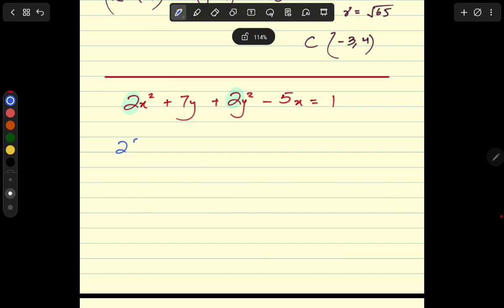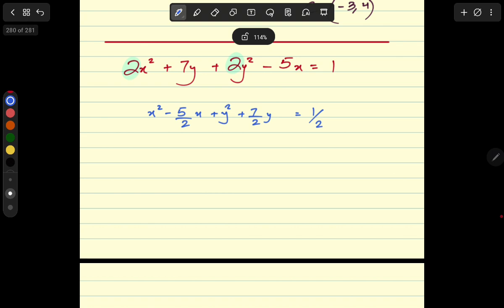Now, if I take 2 common, I get x squared plus 7 upon 2 y, or let me also collect the like terms together. So this becomes x squared minus 5 upon 2 x plus y squared plus 7 upon 2 y, and I can divide by 2 on both the sides. So this is what I have right now.